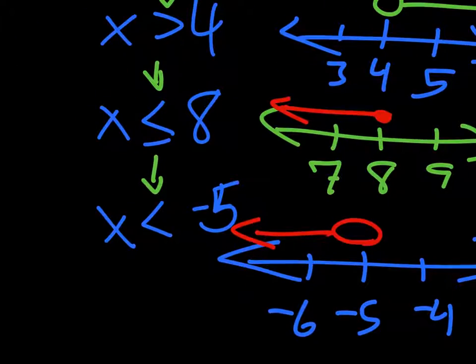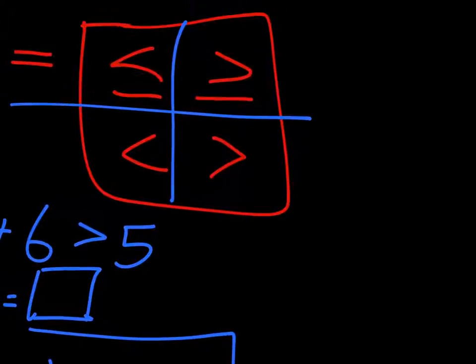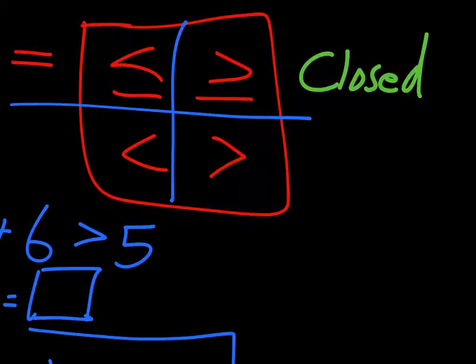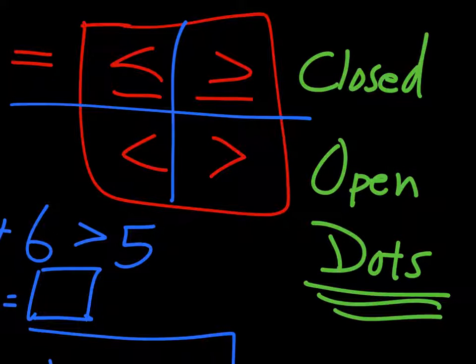Now, make sure you either take a screenshot or whatever you need to do, but put this in your notes. When there's a line underneath, that is a closed circle, and this is open. All right.